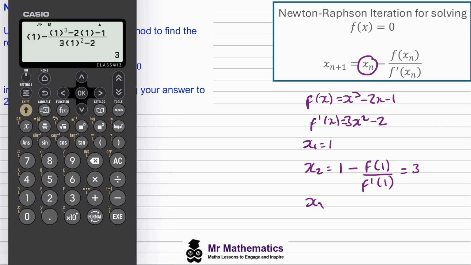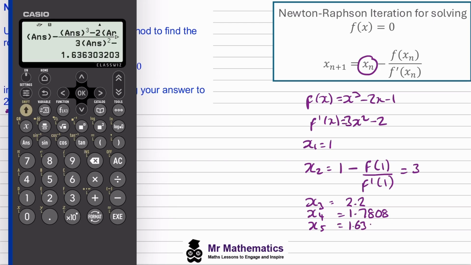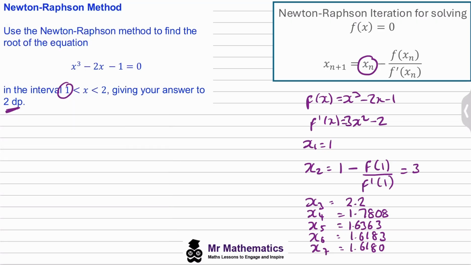To work out the next iteration, x3, all we need to do is to replace the 1 in the calculator with our previous answer. And we get x3 equals 2.2. For x4, we'll execute this again, and we get 1.7808. And x5 will be 1.6363. x6, 1.6183. And x7, 1.6180. So to 2 decimal places, you can see that x is equal to 1.62. Okay?